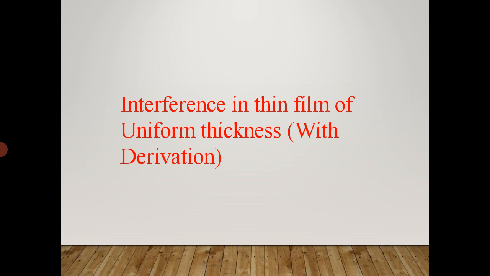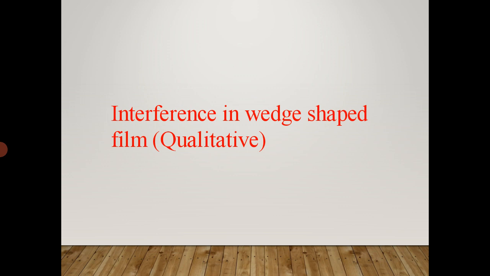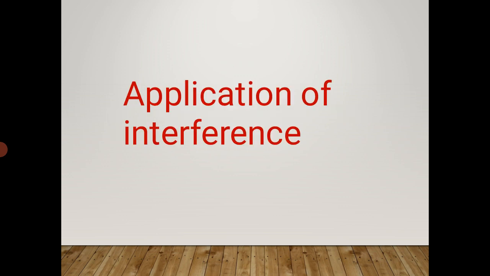In previous videos we have already learned some topics: introduction to electromagnetic wave and electromagnetic spectrum, interference in thin film of uniform thickness, and interference in wedge shaped film, also known as interference in non-uniform thickness. So today we will discuss applications of interference. There are two applications of interference. The first one is testing of optical flatness of surface, and the second one is non-reflecting or anti-reflection coating.